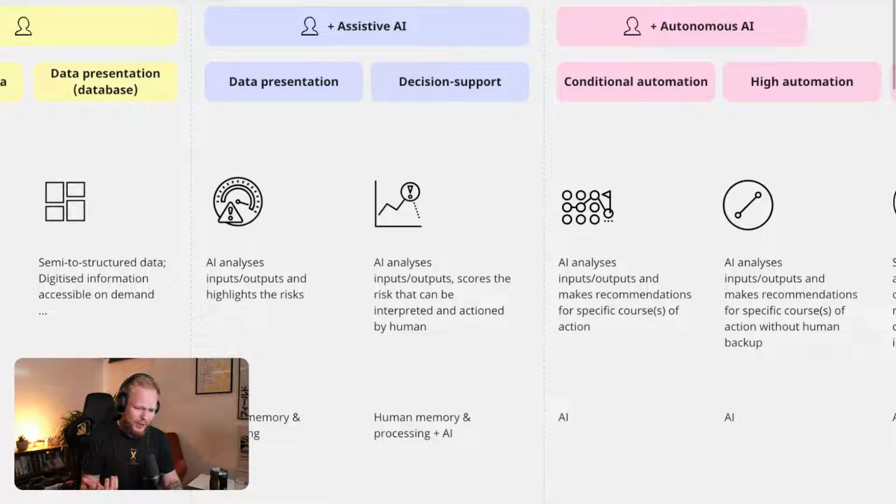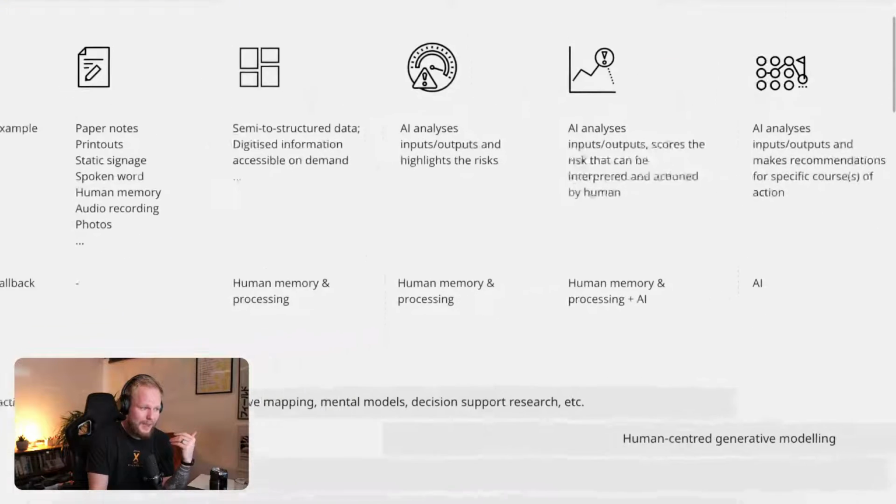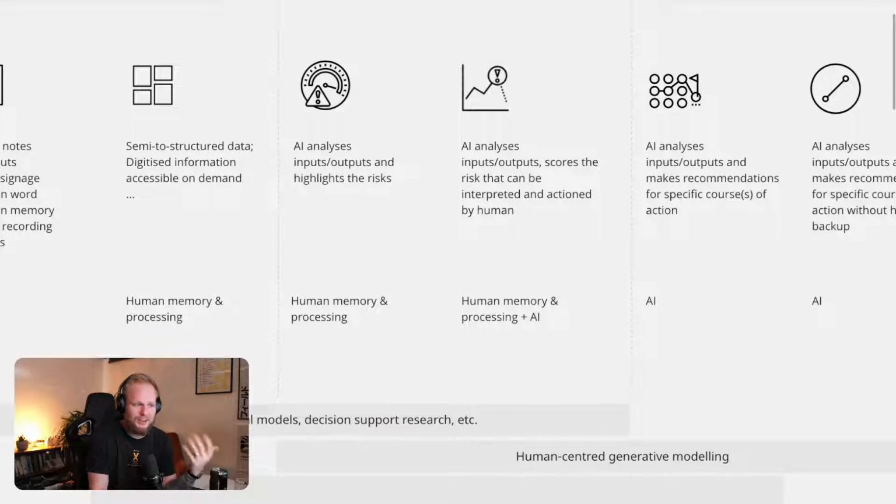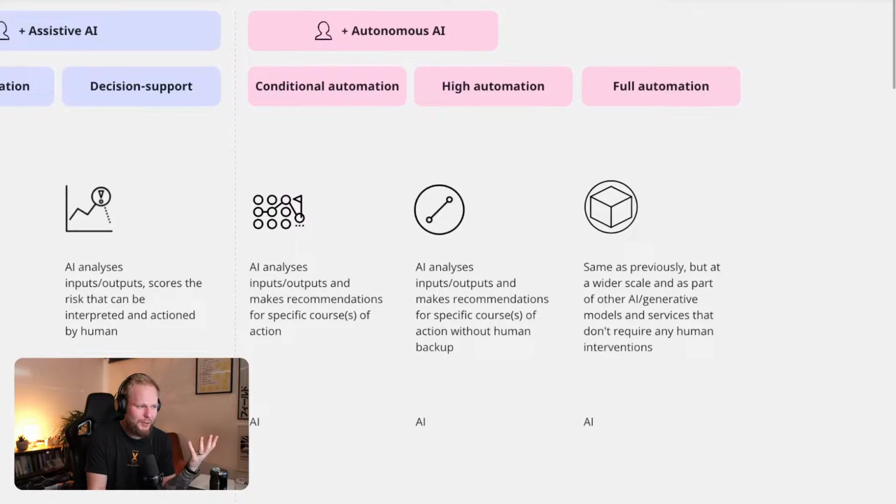A simple printout or a note could be a decision support, albeit it's not AI driven. It's very quote unquote stupid or dumb. AI would be a smart decision support, and this is exactly what we're talking about. And then, as you can see, you always have a fallback: human memory, human processing. AI is creeping in as you progress throughout these stages. Once you reach the decision support, you kind of reach this human conditional automation, where AI analyzes those outputs and makes recommendations for a specific course of action.